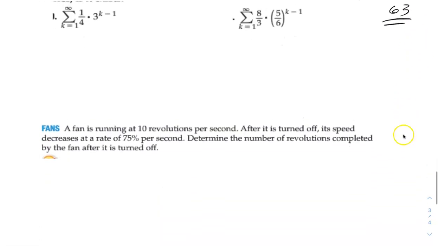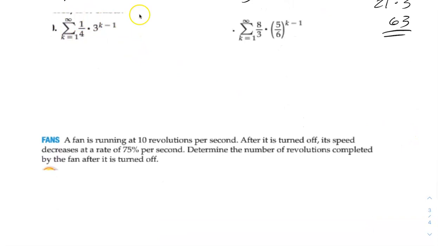Then we get down to this one. Infinite sum with this notation. Remember what I said before? This is geometric notation. This is your A1. This is your R. Hey, look at this one. R is bigger than 1. Not possible. Divergent. No infinite sum possible.